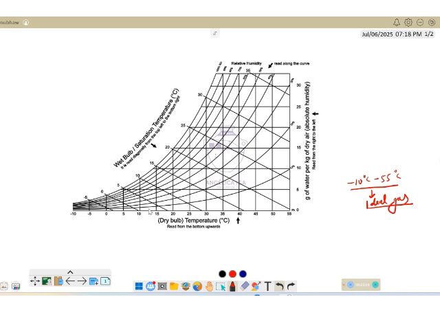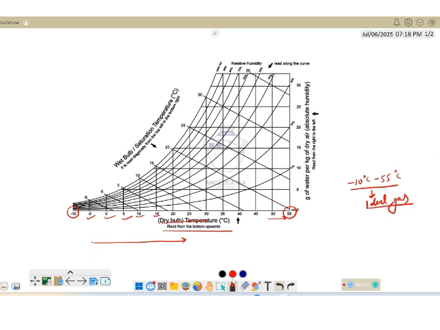Now the x-axis is represented by the dry bulb temperature. So you can easily see that the dry bulb temperature is increasing in this direction from minus 10 degrees centigrade to 55 degrees centigrade. So subsequently minus 5, 0, 5, 10, 15 and up to 55, the range is there.